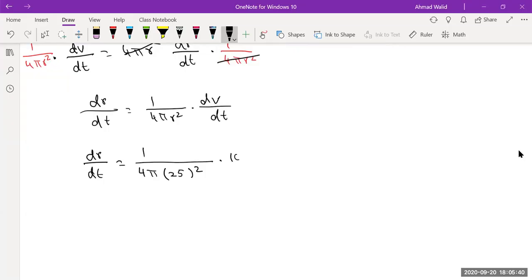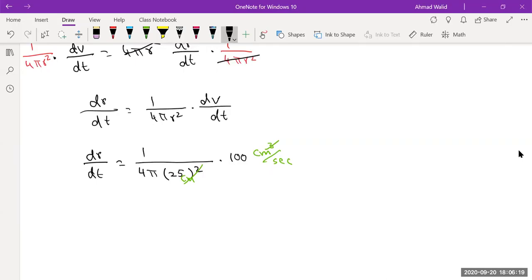dV/dt was 100 centimeter cubed per second, right? I'm not calculating the units for you here, but if you want to see, centimeter cubed per second here, and here it's 25 centimeter. If you square it, of course, it gives you centimeter squared. Two of the centimeters cancel out, and you end up with centimeter per second, which is the unit for the rate of change.